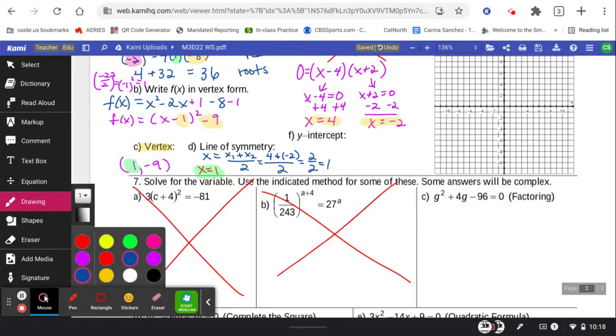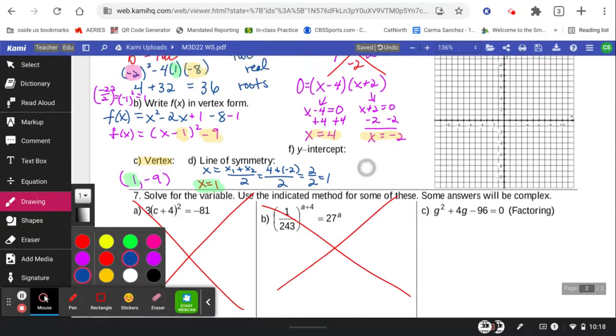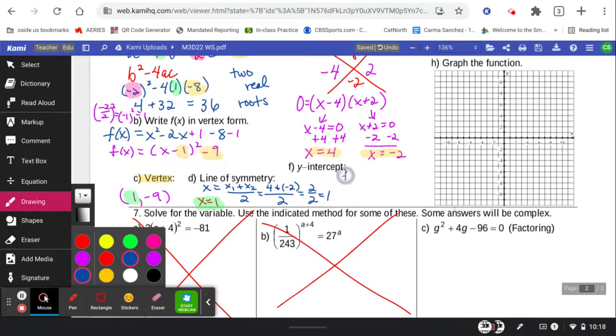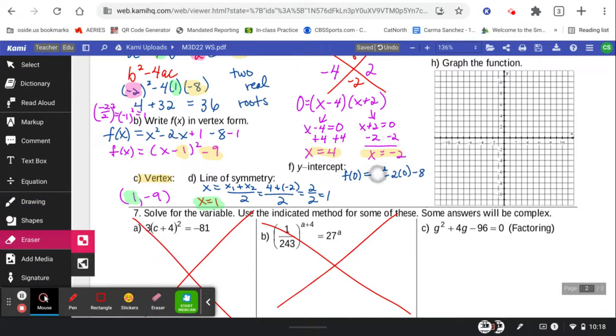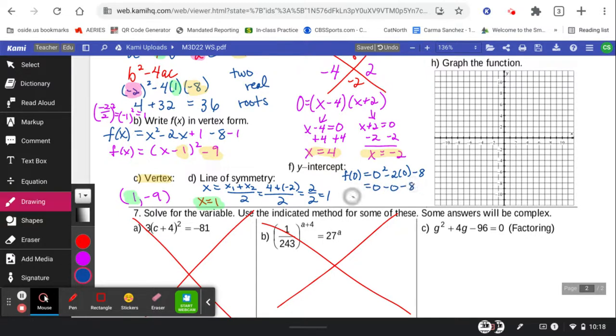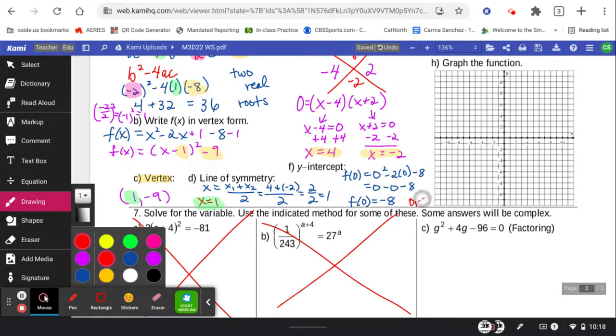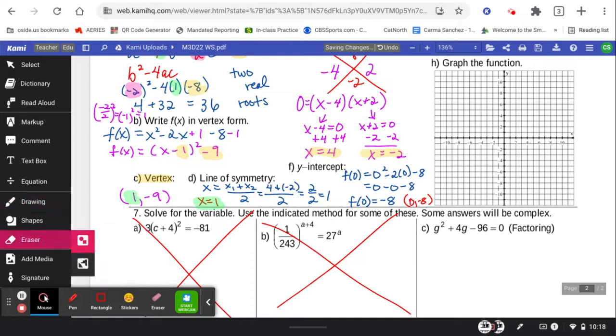Last, my y-intercept. Anytime I want the y-intercept, it's when x is 0. So plug in 0 for x. So what is 0 squared? Well, that's just 0. 2 times 0 and minus 8. My f of 0 is -8. So (0, -8) is my y-intercept.